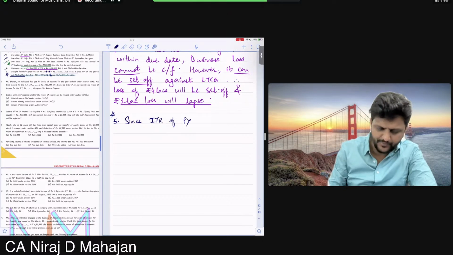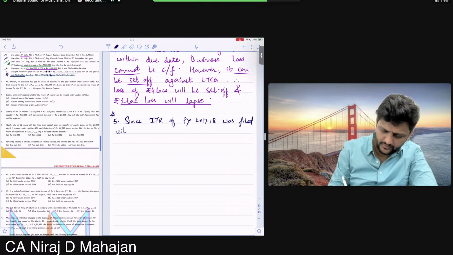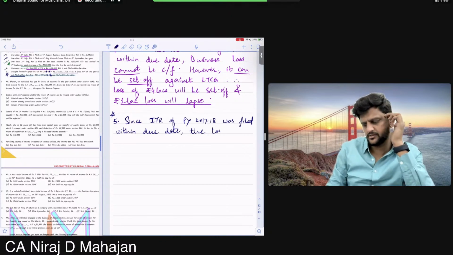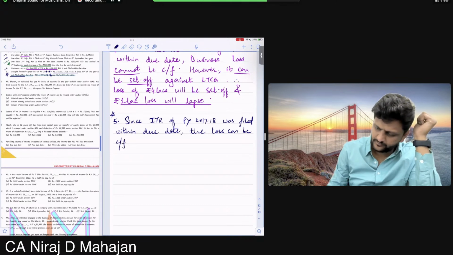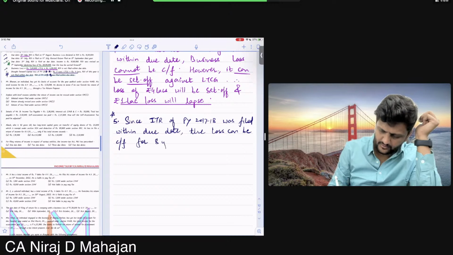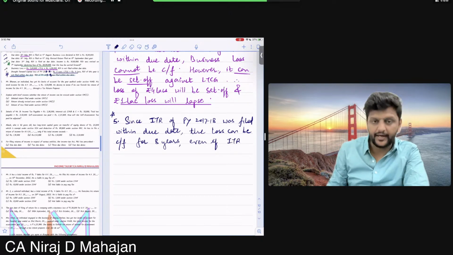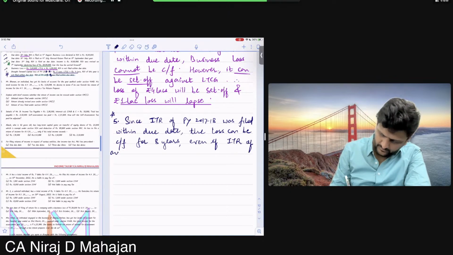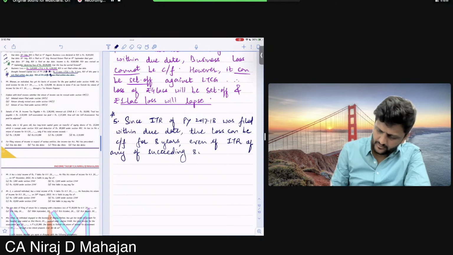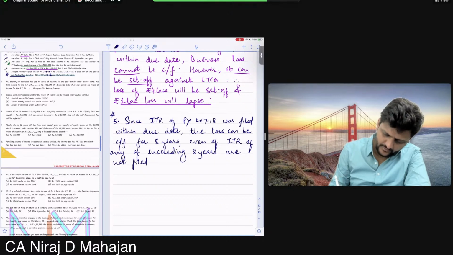Since ITR of PY 2017-18 was filed within due date, the loss can be carried forward for 8 years, even if ITR of any of the succeeding 8 years are not filed within due date.